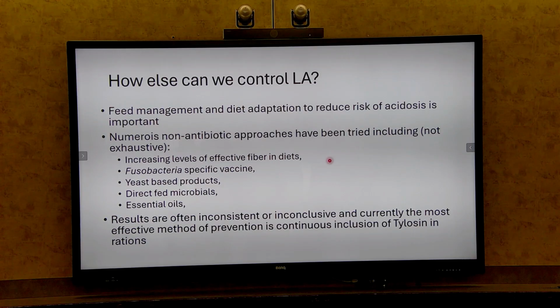When you look at the data, the results as to whether or not many of these things actually work is inconsistent or inconclusive. So the one thing that is pretty well established is that continuous inclusion of tylosin into rations is the most effective way.